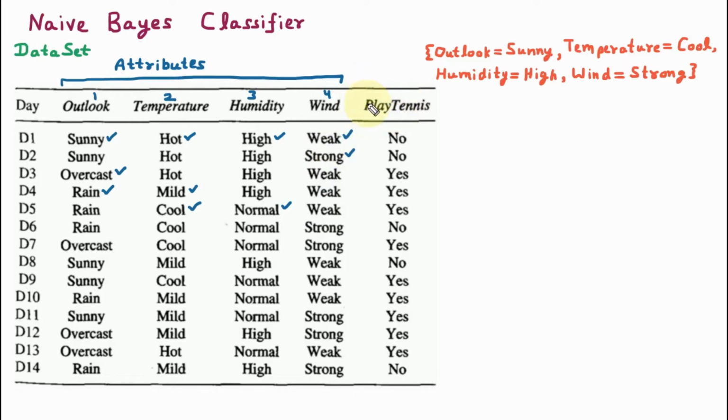Next we have one target variable, which is play tennis, and it can be no or yes. So these are 2 possible outcomes. That means it is a binary classifier. And here we have given the instance with some conditions, just like outlook is sunny, temperature is cool, humidity is high and wind is strong.